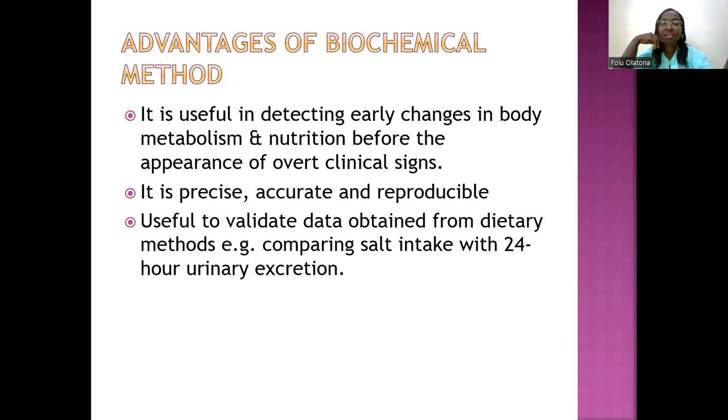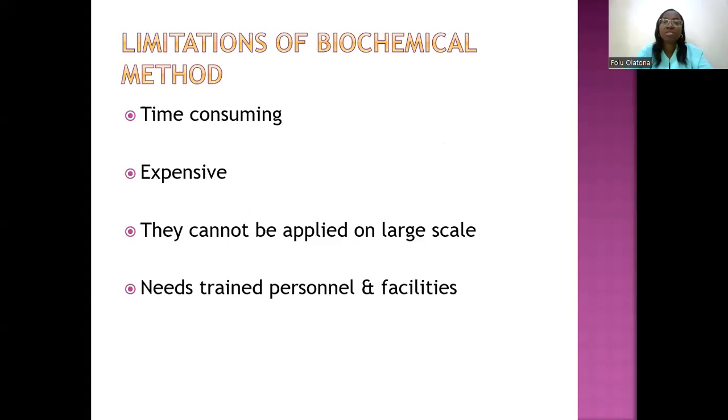It's precise, accurate, and reproducible. It's useful to validate data obtained from dietary methods. For example, if you want to compare salt intake with 24-hour urinary excretion. From the way somebody has talked about his diet, always adding salt to food on the table, you are already guessing that this person may be consuming excess sodium, and then you do a 24-hour urinary excretion and discover that sodium is also high. That's like a confirmation. What are the limitations of the biochemical method?